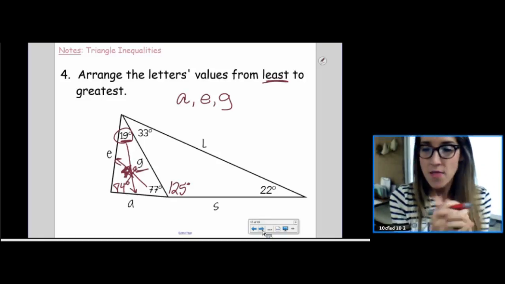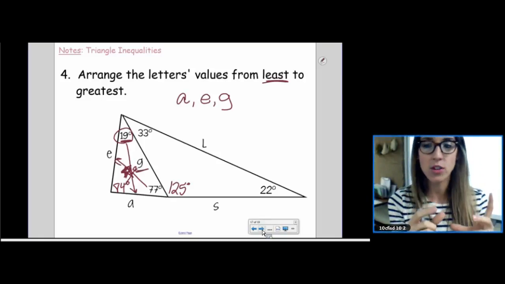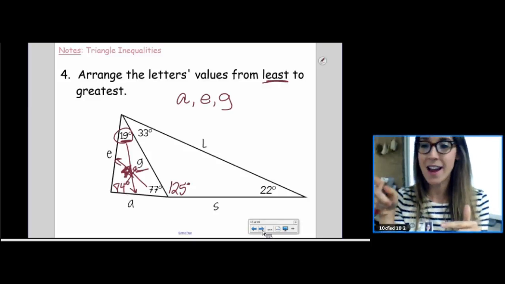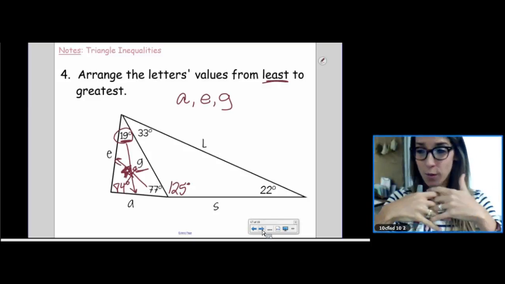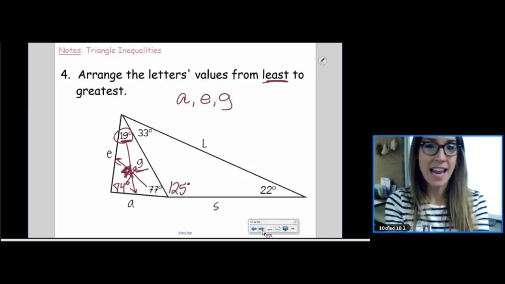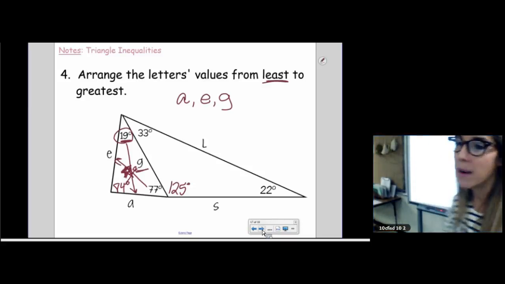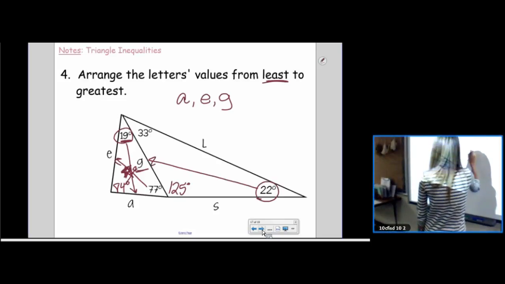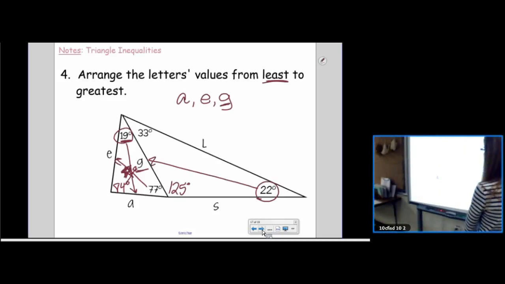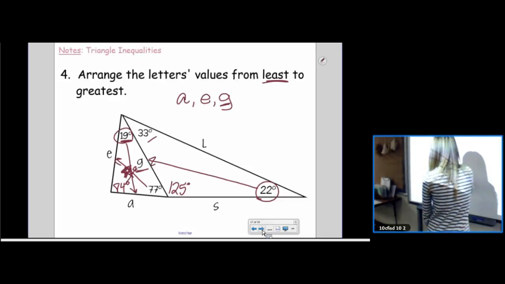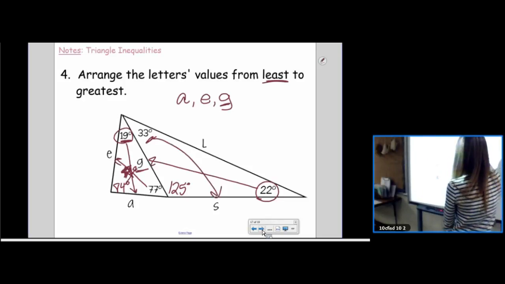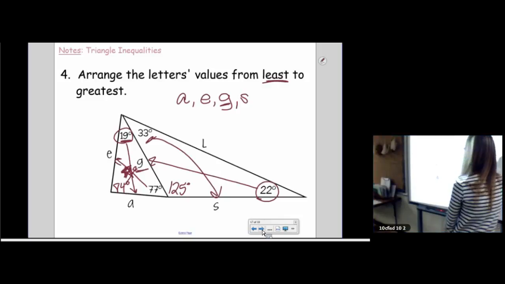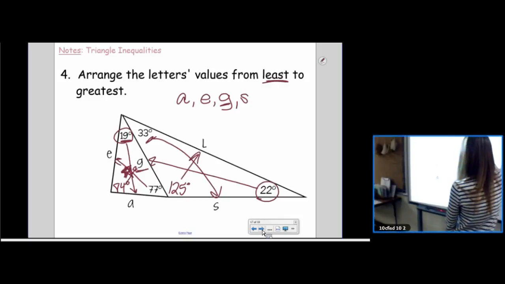We hope that the largest side of that small triangle is the smallest side of our large triangle, because if there's overlapping, then we actually can't answer this problem with certainty. But it is. Look, 22 is the smallest angle, so G is the smallest one, so we're going to start with G. The next biggest one would be across from 33, so we would go F. And then, of course, the largest side in the whole picture would be L.